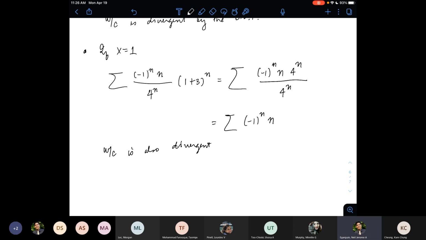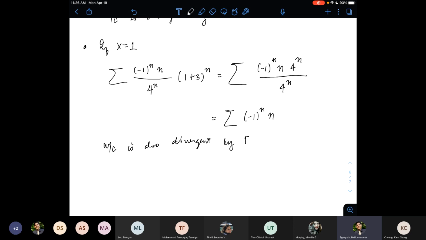Why is it divergent? You can also use the BDT, right? Because here n will not approach 0. So that means the limit of (-1)^n times n will not exist because it will just be oscillating between a large number and a small number. So definitely the limit is not equal to 0.